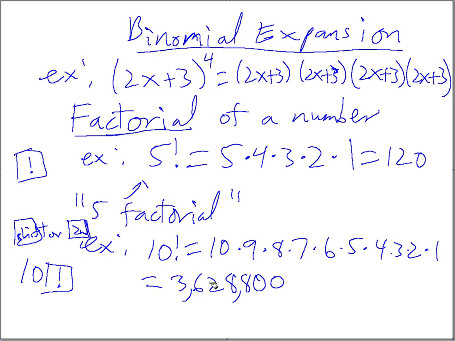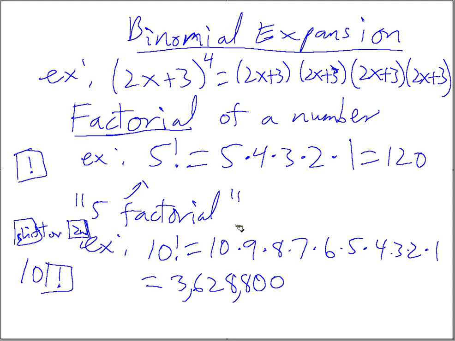3,628,800. That's a pretty big number, obviously, right? These numbers get big in a hurry because you're multiplying a bunch of numbers together. Again, the factorial of a number is defined as the product of the number and all the natural numbers that are less than it, all the way down to 1. These numbers get big in a hurry, so use the factorial feature on your calculator to do the calculation instead of doing it all by hand and punching it in number by number.